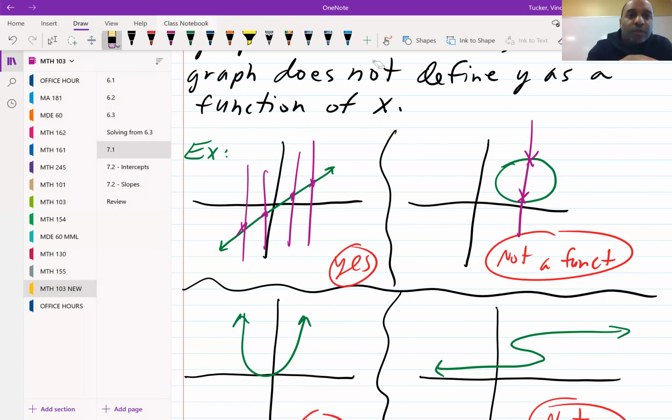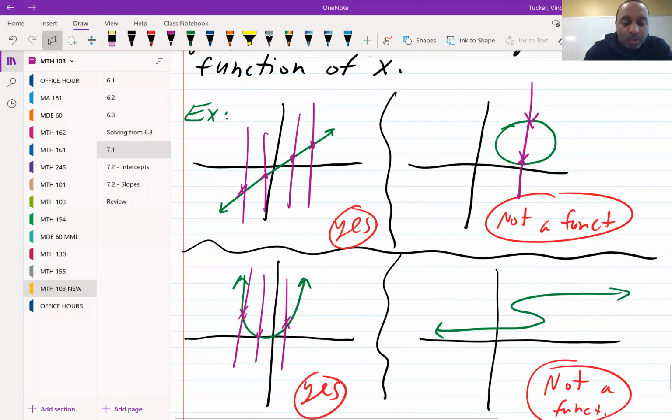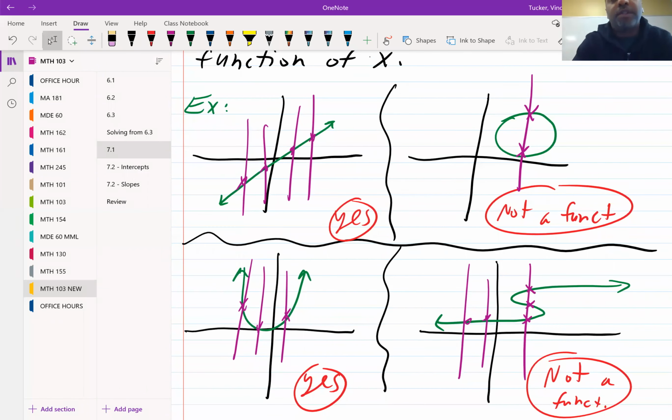All right. So for the next one, we have a parabola. And no matter where you draw this vertical line, it would only hit it once. So it is a function. And then this other shape, even though to the left and to the far right, it's only going to touch it once, when you get here, it touches it 3 times. So that stops it from being a function.